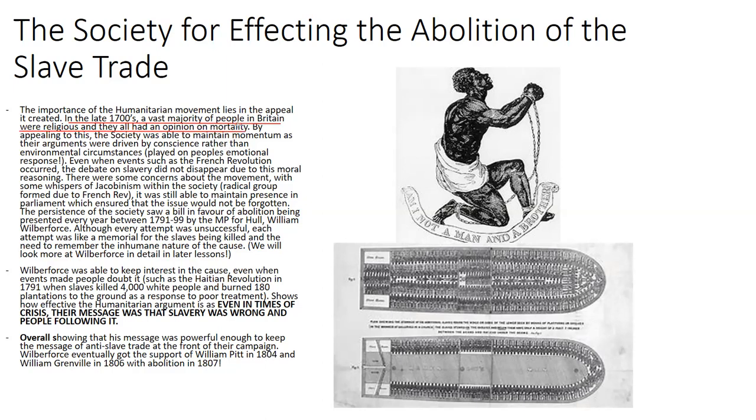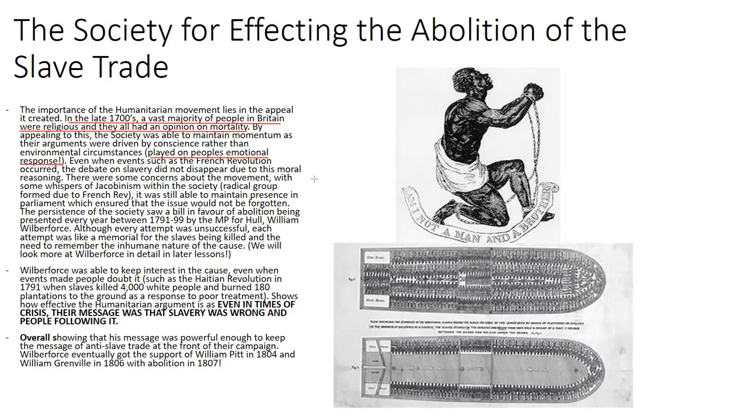Also, the moral aspect of it. So they had an opinion on the death of the slaves, but they also had an opinion on what they thought was morality and how they thought people should be treated. By appealing to this, the society were able to maintain momentum, as their arguments were driven by conscience rather than environmental circumstances. What they did is they played on people's emotional responses, and they linked it to religious ideas.